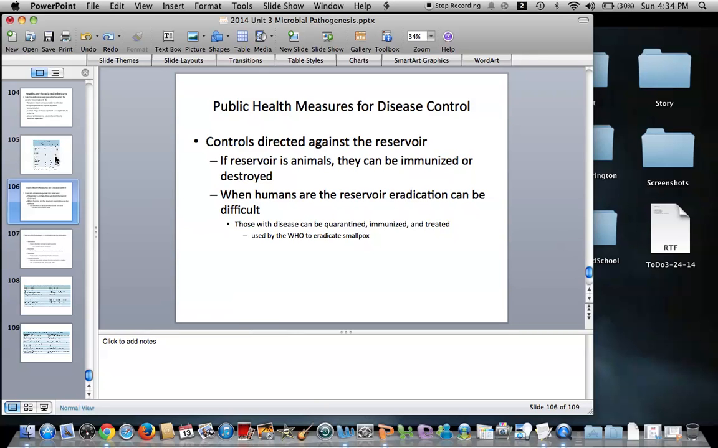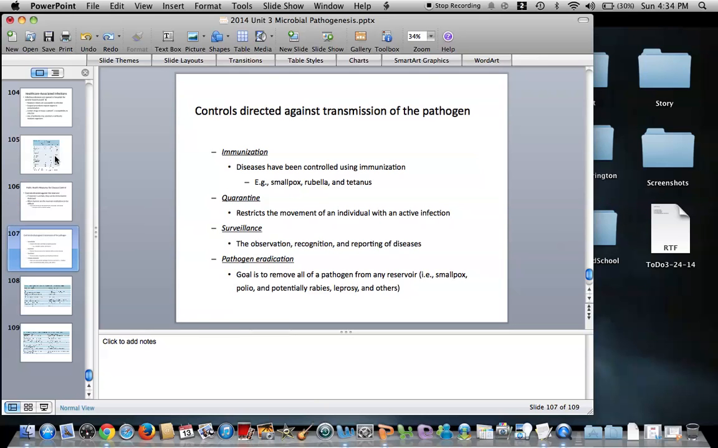Public health measures for disease control. So we look at the reservoir and see if we can eradicate the reservoir. If not, that's sad. It's easiest to eradicate something if the reservoir is humans. That's why smallpox was the first thing eliminated and why polio is the current target, because there's no animal reservoir. We are the reservoir.